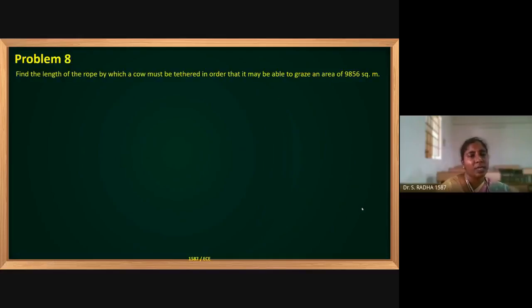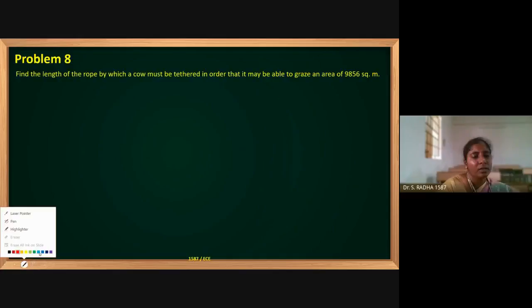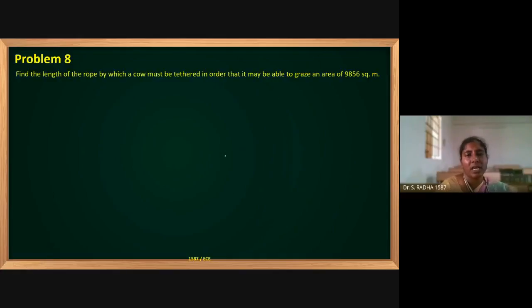Next problem. Find the length of the rope by which a cow must be tethered in order that it may be able to graze an area of 9856. Okay, so what is happening here?